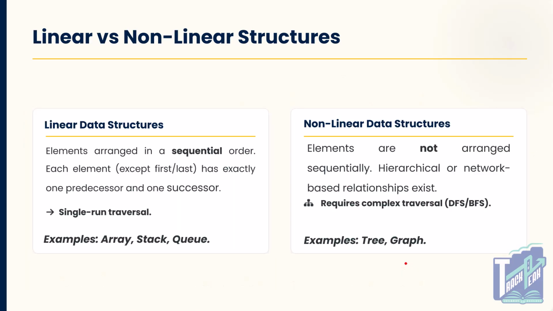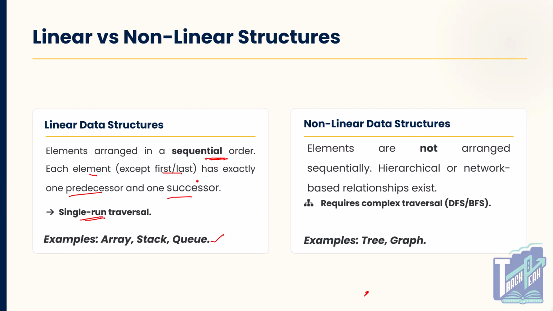Now, linear versus non-linear structure. Linear, as the name suggests, means elements are arranged in a sequential order. Each element has exactly one predecessor and one successor, except the first and last element. Here the traversal is a single run traversal. Examples of linear data structures are array, stack and queue.